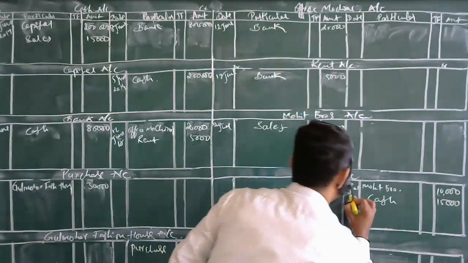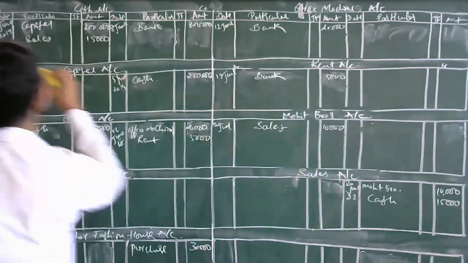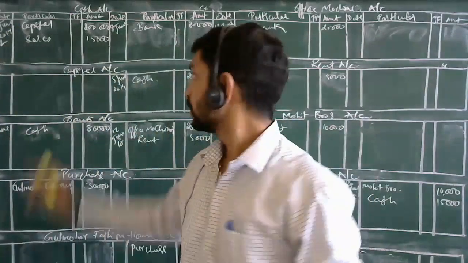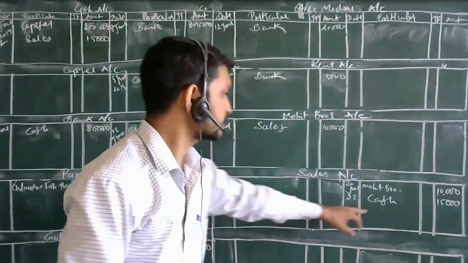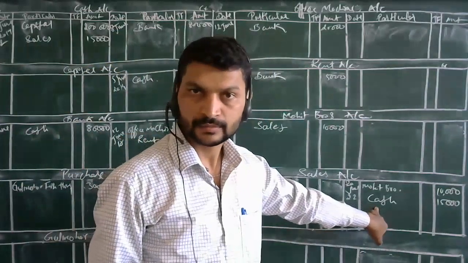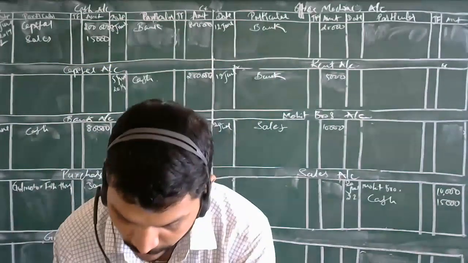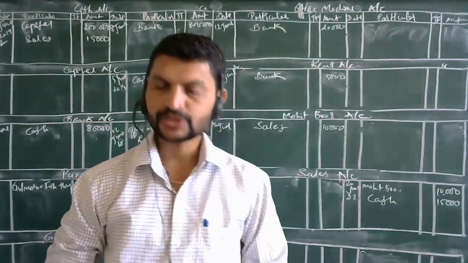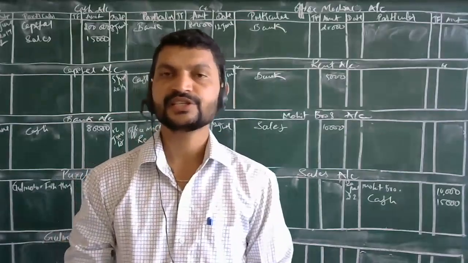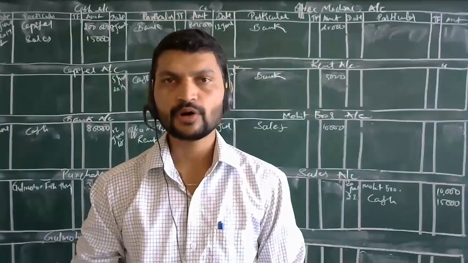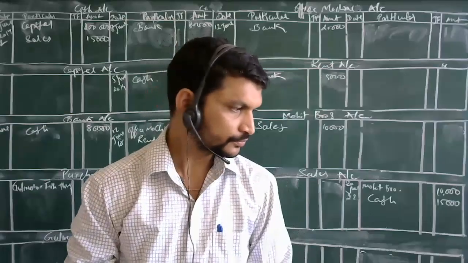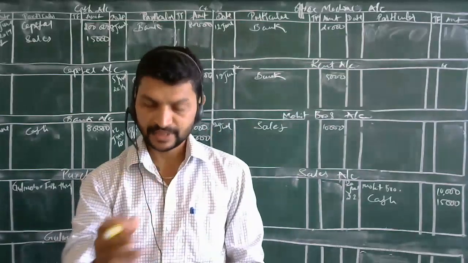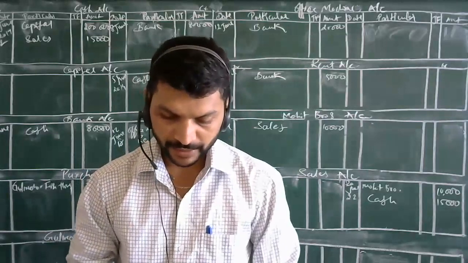22 June. You can write the date 22 June. Cash is debited and sales is credited. Got it? So take the narration for that. Cash account debit to sales account. Goods sold for cash. Narration is goods sold for cash. Next one. Three more entries are there. Let's get it completed over here.